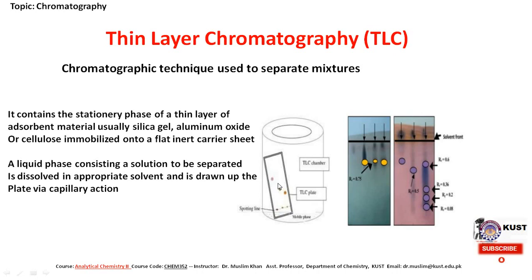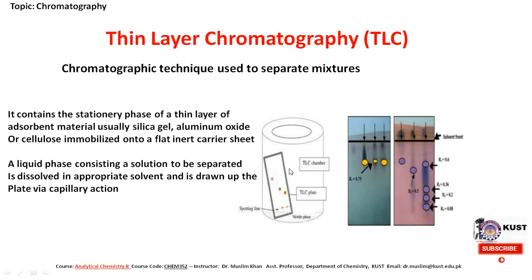Thick aluminum foil or even plastic can be used. The resultant plate is then dried and activated by heating in an oven at 110 degrees centigrade for 30 minutes. The thickness of the adsorbent layer is from 0.1 to 0.25 millimeter for analytical purposes, while for preparative purposes it can be from 0.5 to 2 millimeter.